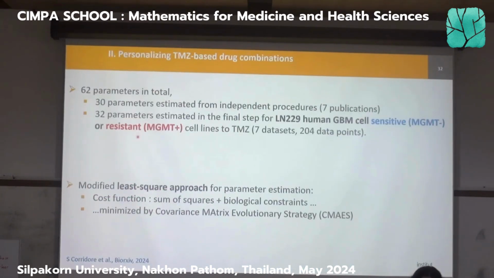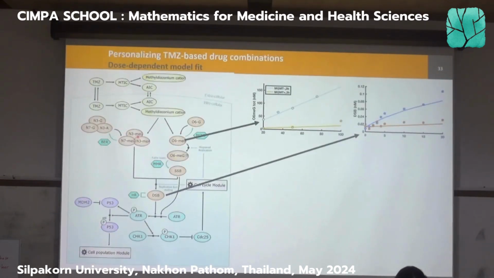Okay, so we do parameter estimation. Again, least squares approach, SIMPA. I was thinking this would take like two minutes, but it took two years. So it's really a difficult part to gather all the data and then to adapt the mathematical model and so on. And those are the results.